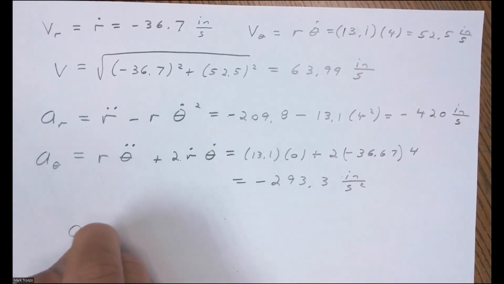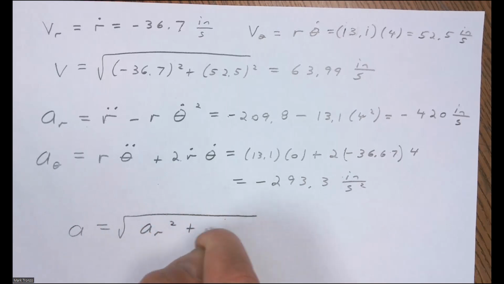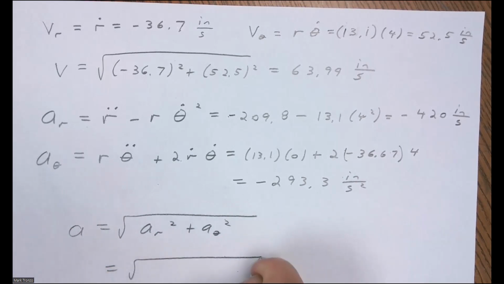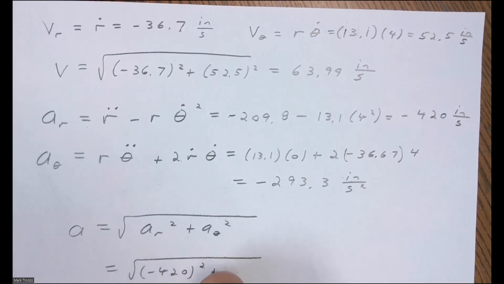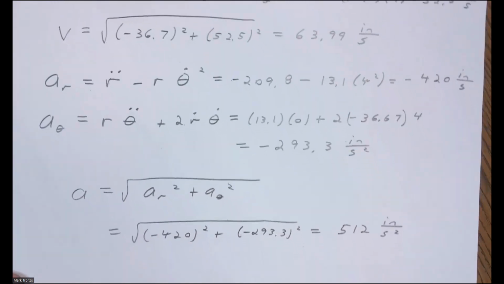So acceleration is going to be the square root of a_r squared plus a theta squared, which is minus 420 squared plus minus 293.3 squared, and put that in your calculator, around 512. I'm rounding quite a bit, inches per second squared.